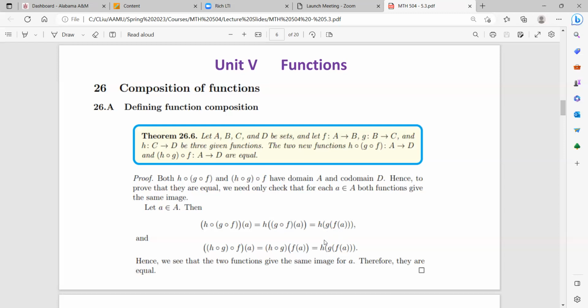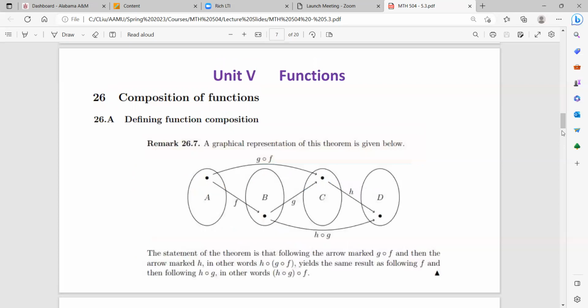So you can see at the end, you got the same thing for these two different compositions. So they do give the same image. So that means these two compositions are identical. Okay, so that proves the associativity of composition of functions. Important theorem result.